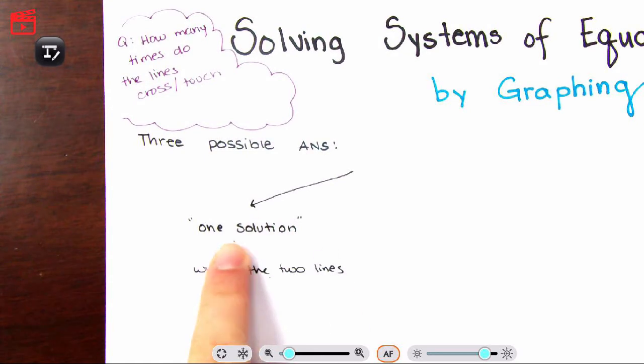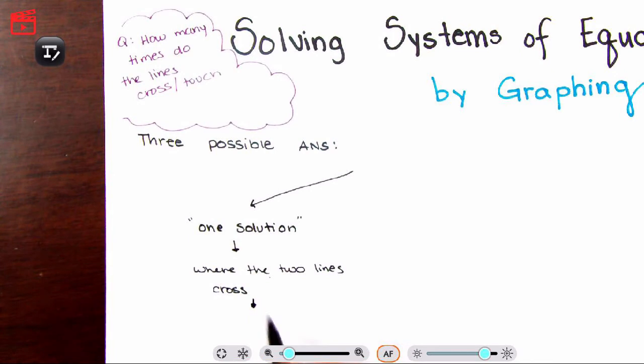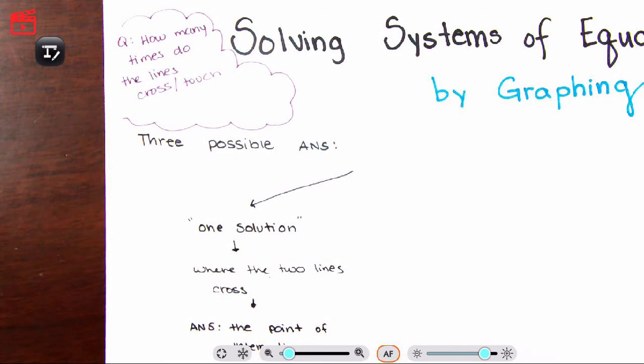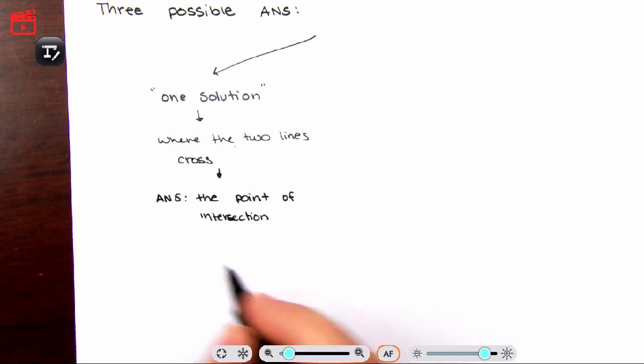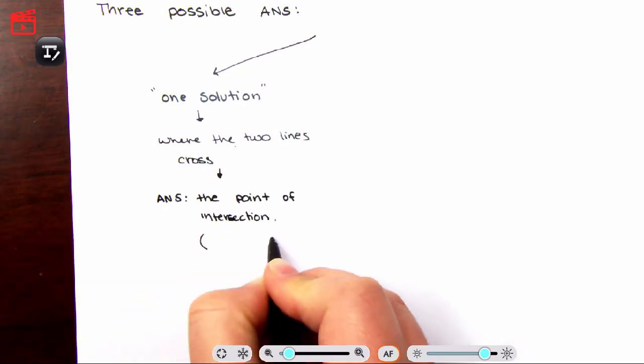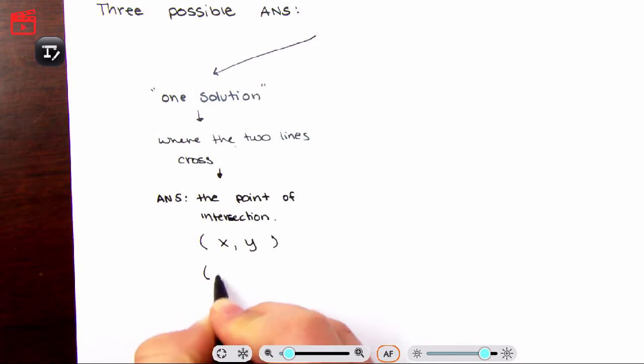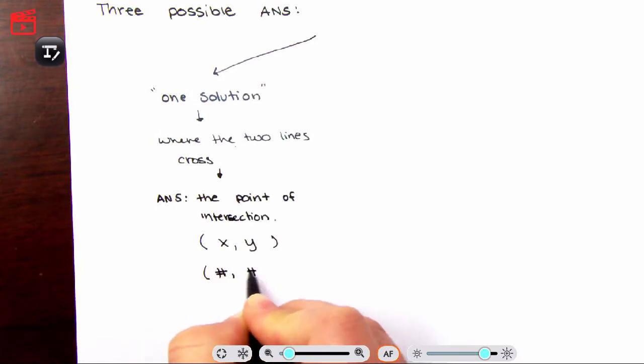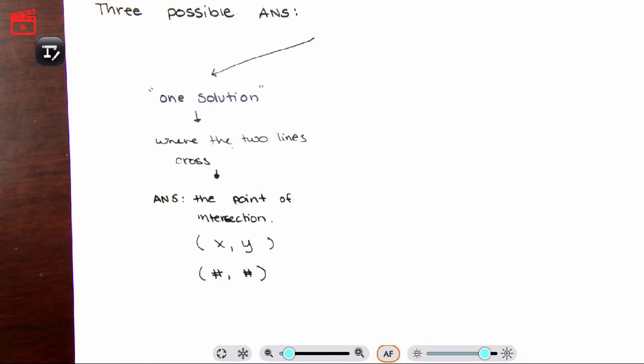If they are crossing one time, we're going to have the answer of where the two lines actually cross. So where exactly do they cross? Your answer is the point of intersection. And your answer is going to look like x comma y. You're going to have a number for x and a number for y, and that's going to be your answer.